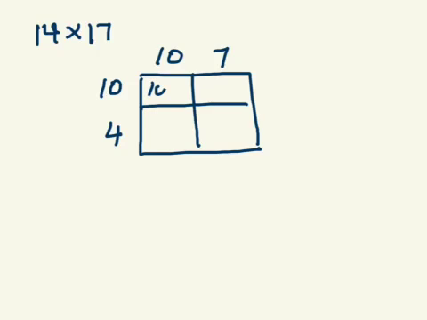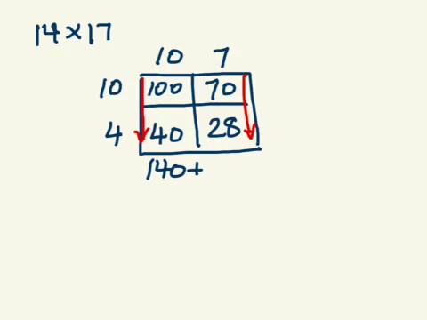10 times 10 is 100. 4 times 10 is 40. 10 times 7 is 70. 4 times 7 is 28. And then we're going to add. And what we're going to do is add this way. Okay? Okay. So 100 and 40 is 140. 70 and 28 is 98. And we're going to add those up.